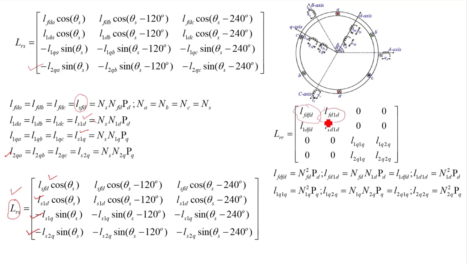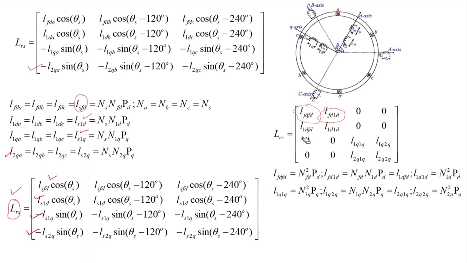Because LFD and 1D are in the same axis, the D axis, there is no angular difference. Similarly, if I find LFD 1Q, then obviously it will be zero because they're 90 degrees apart. Similarly, the expression for LFD 2Q, this is also 90 degrees apart, so therefore it will also become zero. So these two components will become zero.